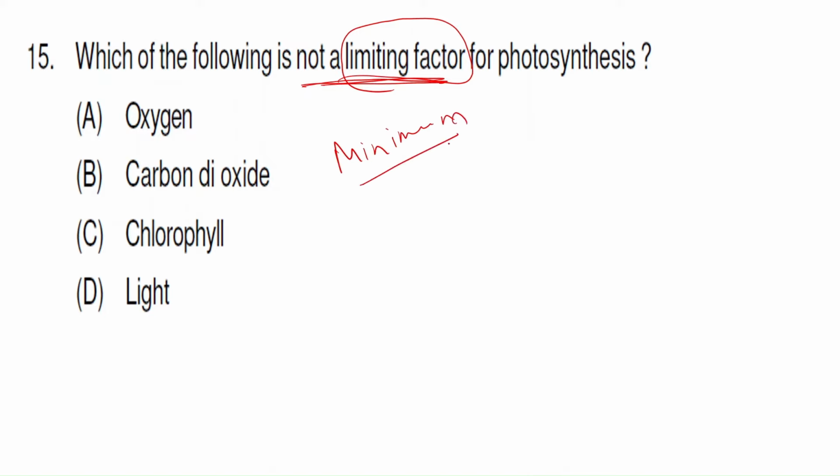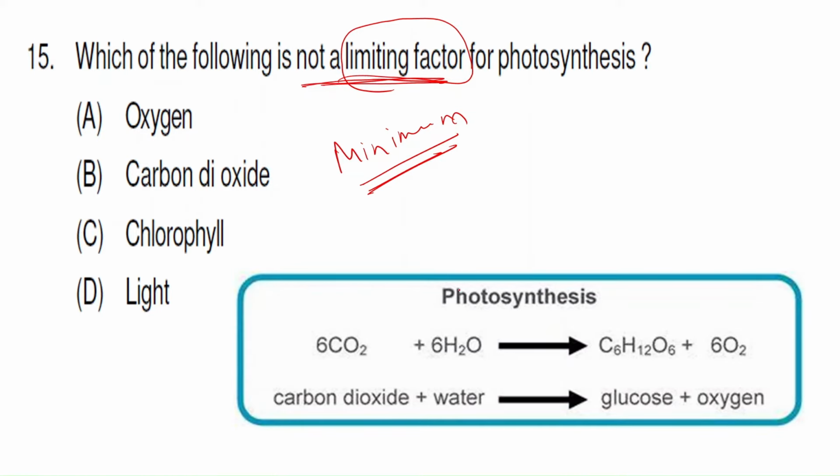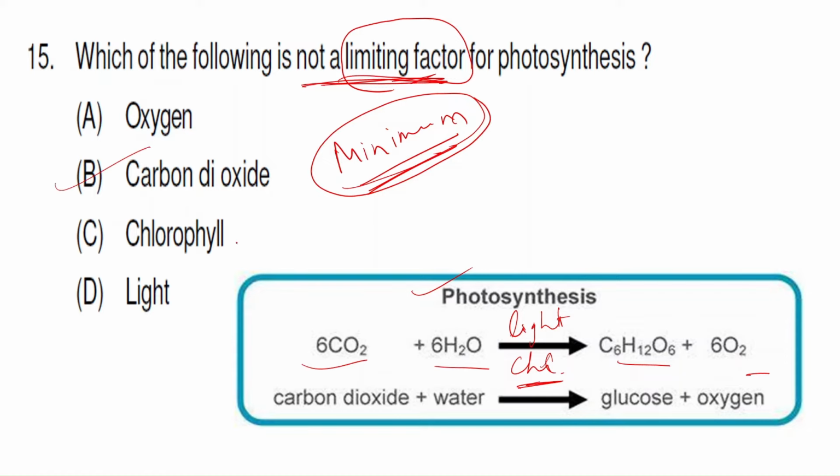is called the limiting factor. Now let's have a look at the equation of photosynthesis. We have carbon dioxide and water that give rise to glucose and oxygen. This reaction occurs in the presence of light, that is sunlight, and chlorophyll. So what can be a limiting factor over here? What do we need? We need carbon dioxide, yes. We need chlorophyll, yes. We need light. Do we need oxygen for the reaction to occur? No.